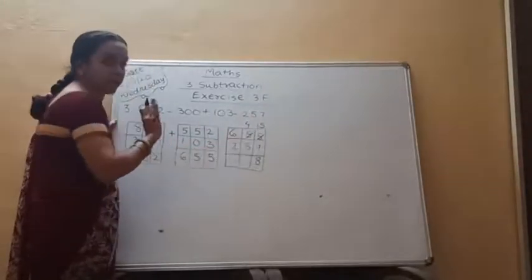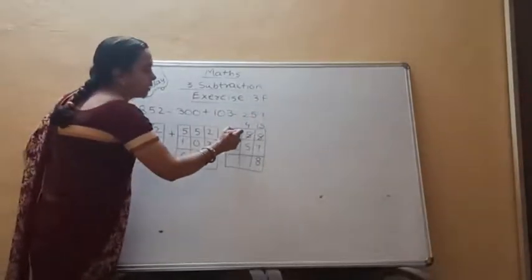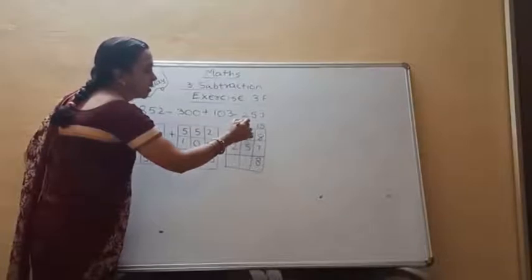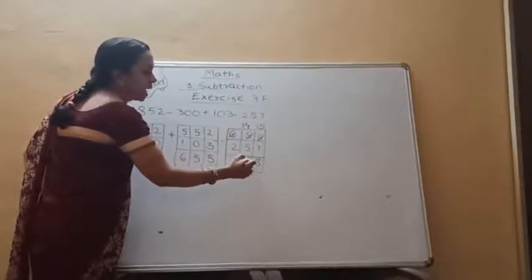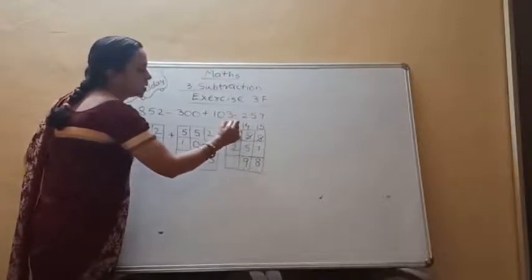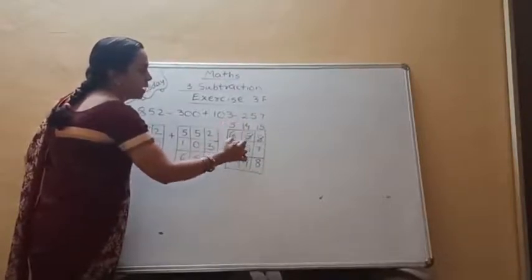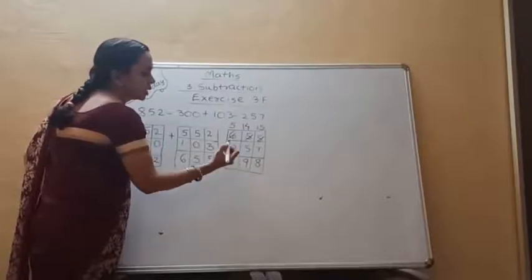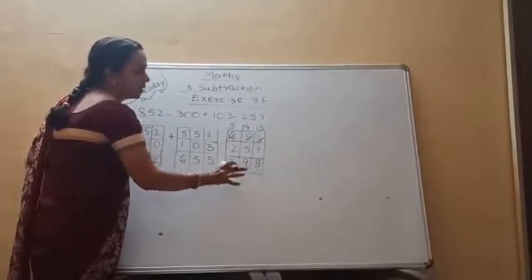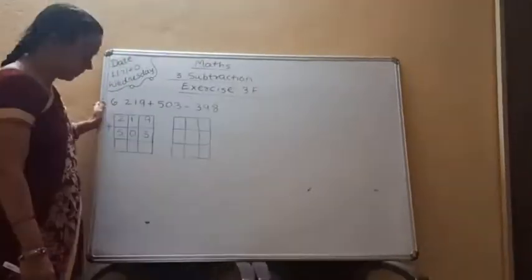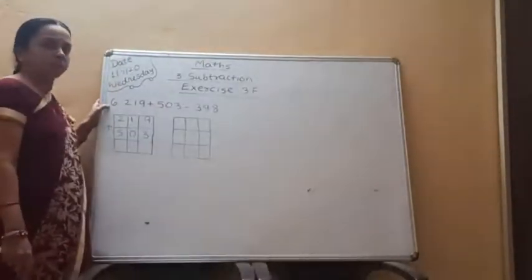4 minus 5, not possible. So take 1 from this 6 and write down here 14. 14 minus 5 equal to 9. Again 6 minus 1, 5. 5 minus 2, 3. So 398 is our final answer. Now see sixth question.